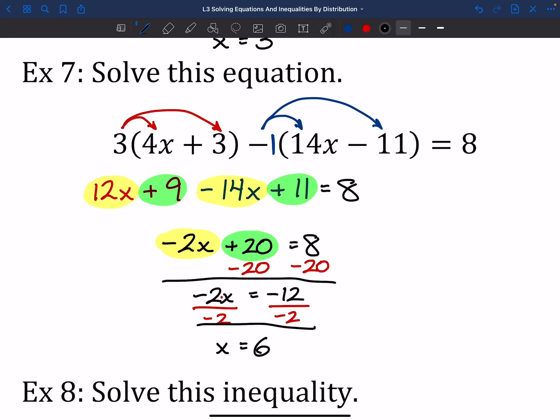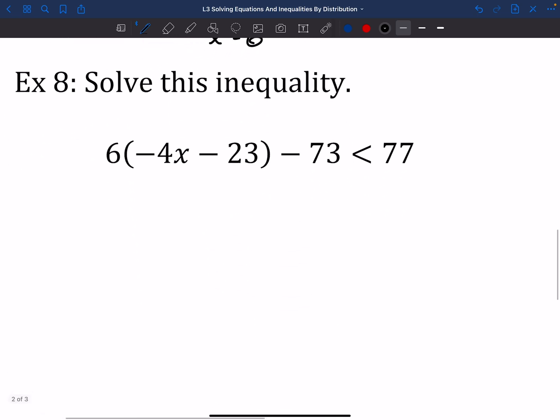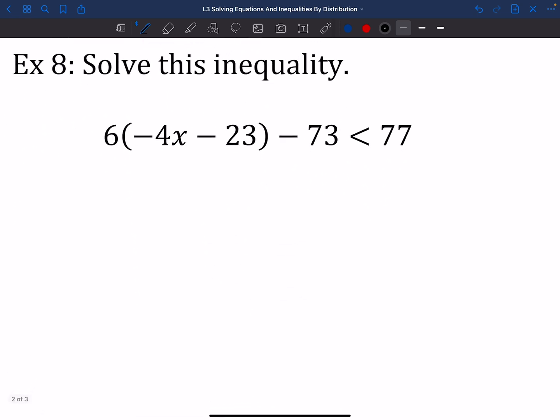All right, so if you tried that all on your own and you got 6, then bravo. It's not an easy thing to do, but the best way to get better is to practice, just like with anything. Let's take a look at some inequalities.